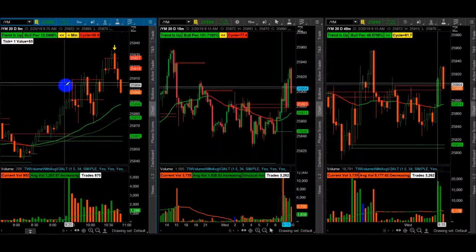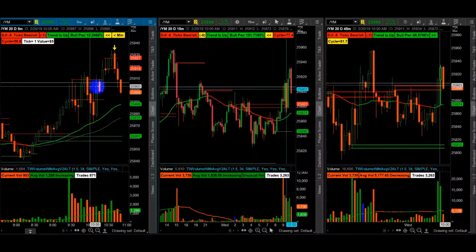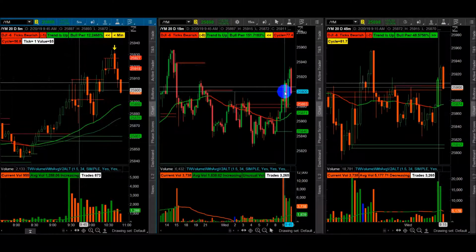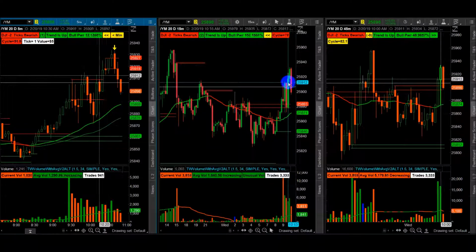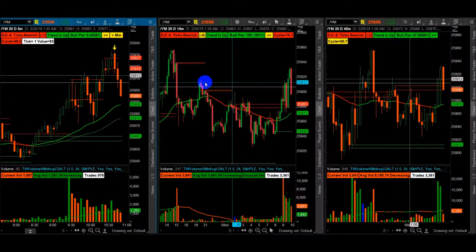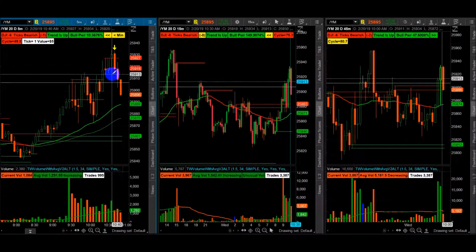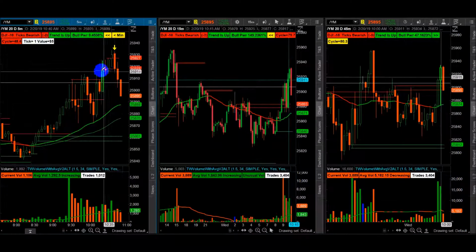But here's what happened. The trade was entered off of this candle, I think it was, somewhere around 25,912. Actually, it was about a break-even trade. Yeah, it wasn't a loser. Somewhere in here, 915, 912, somewhere in there.